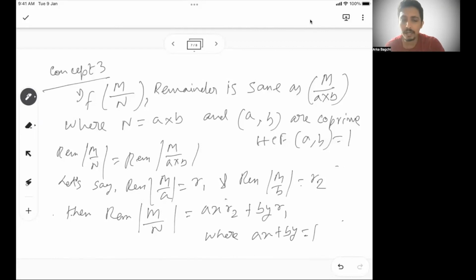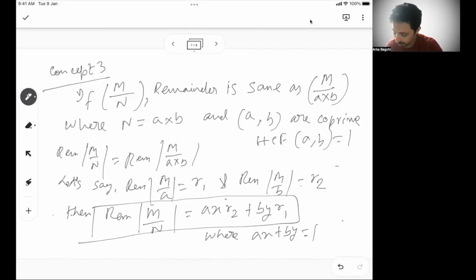So this is a very important theorem. When m is divided by n, where n can be broken into smaller factors like a into b, where a and b are co-prime, then remainder of m by n can be written as ax r2 plus by r1. Now, what is r2? What is r1? r2 is the remainder when m is divided by b. r1 is the remainder when m is divided by a. And also the condition that needs to be satisfied is ax plus by equal to 1.